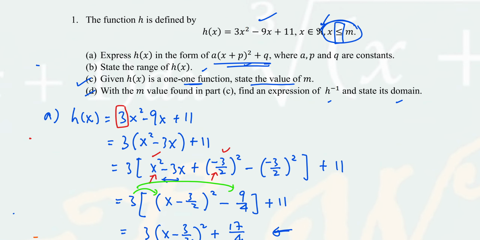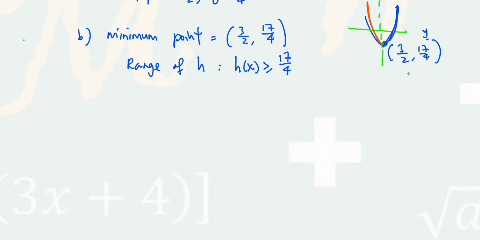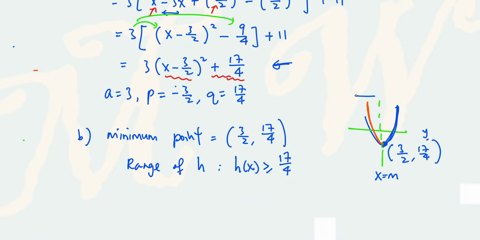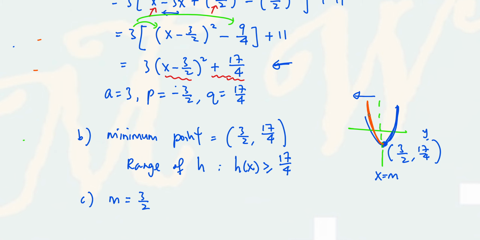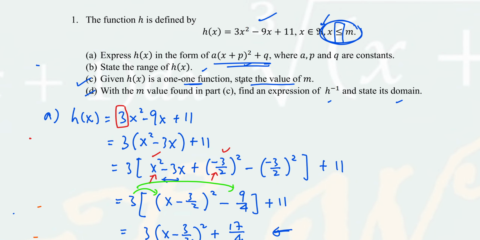So now since your domain is x less than or equal to m, that means this is my x equals to m. Less than or equal to means towards the left side. So I will say my m will be equal to 3 over 2. Because if I consider the orange part, and when I draw a horizontal line, there's only one intersection point. So I will just accept this biggest m. So therefore, this is my m value. And the question says state. That's the reason. Without any calculation, we get the answer.